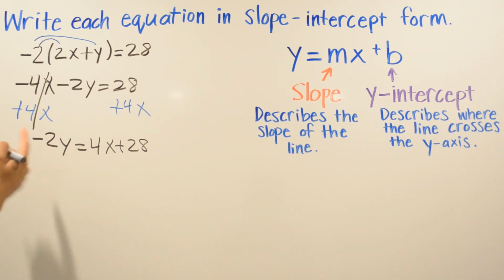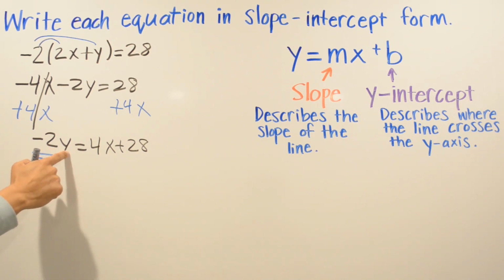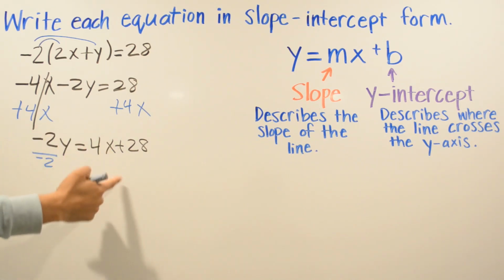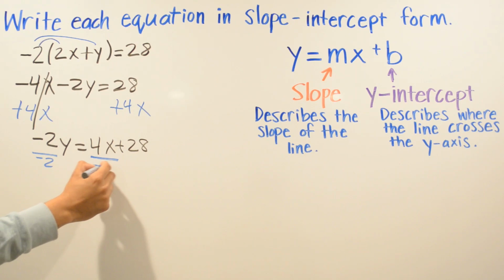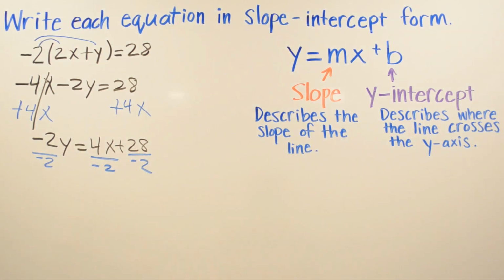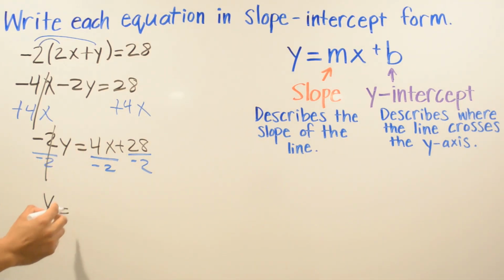Now, I'm going to go ahead and divide, because this is multiplying. The opposite of multiplication is division. We can divide by negative 2, so we can leave y by itself. Now, whatever we do on one side of the equal sign, we have to do it on the other side of the equal sign as well. So we're going to go ahead and do that and leave y by itself, and it's going to be a positive. So negative divided by a positive is going to be a negative.